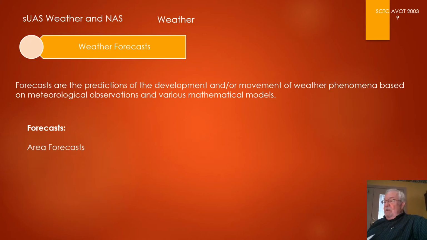Okay, then we have area forecast. Area forecasts are for specific areas. The name of it sort of gives it away. It's a more concise statement of the expected meteorological conditions significant to aviation for a specific time period within 5 statute miles of the center of the airport's runway complex. Okay, so it's for a specific airport.